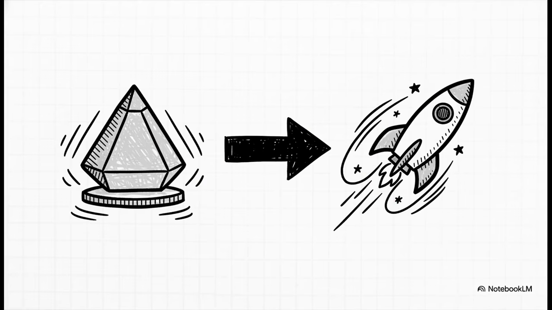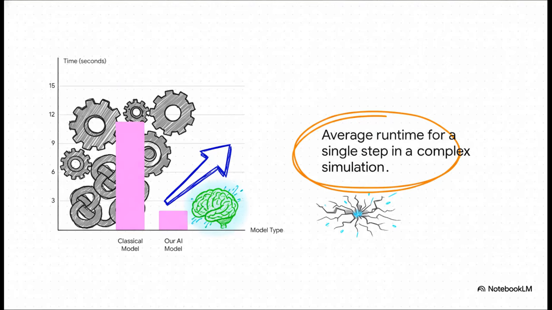So it's not just more stable, which is already a huge win. It's also dramatically faster. And in the world of high-performance computing and simulations, speed is everything. So let's look at the hard data for a second. This chart shows the average time it takes to run a single step in a complex simulation. The classical model, over 11 seconds. The new AI model, just over 2 seconds. I mean, the difference is stark.